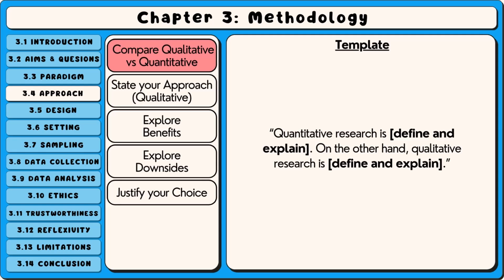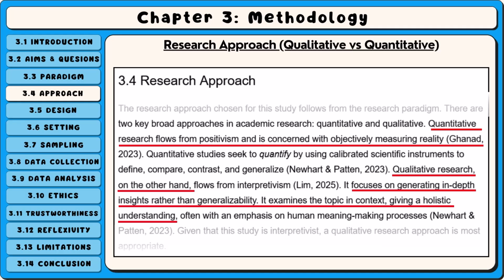Okay, so here's the template for writing up the comparison. Quantitative research is, and then define and explain quantitative research. On the other hand, qualitative research is, and then define and explain qualitative research. Here's a sample. Quantitative research flows from positivism and is concerned with objectively measuring reality. Qualitative research, on the other hand, follows from interpretivism and is focused on generating in-depth insights rather than generalizability. It examines the topic in context, giving a holistic understanding.